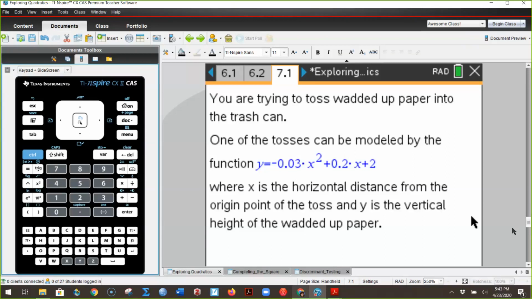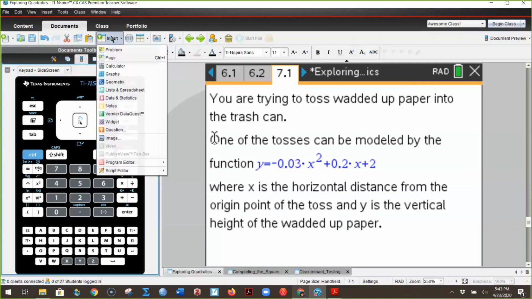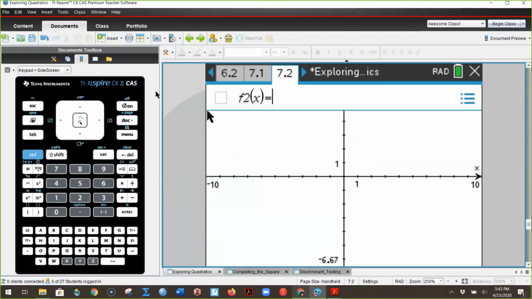I'm defining x to be the horizontal distance from the point of origin, and I'm defining y to be the vertical height of the paper as it's moving through the air. So that's the situation for where it is. And that's all I have. So we're going to do the same thing. I'm going to go into my software and use the insert, and I would like to see a graph of this particular formula right here.